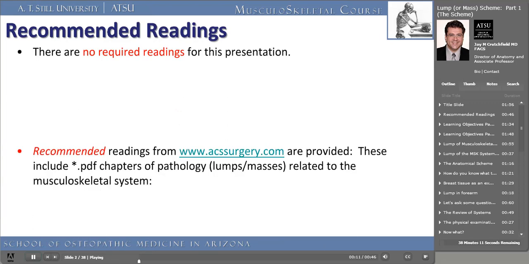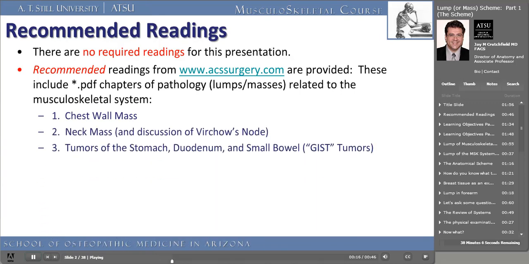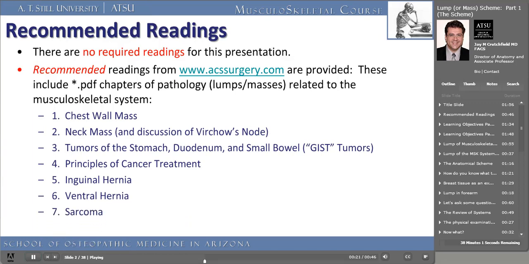I strongly suggest reading the 3 chapters on inguinal hernia, ventral hernia, and sarcoma. These 3 entities, especially inguinal and ventral hernias, are incredibly common in clinical practice. You'll see a variety of patient presentations of these pathologies of the musculoskeletal system, and besides, it'll make learning them in your GI course even easier. Sarcoma of the musculoskeletal system is relatively rare, but effective treatment depends on early diagnosis and staging performed via imagery or biopsy.